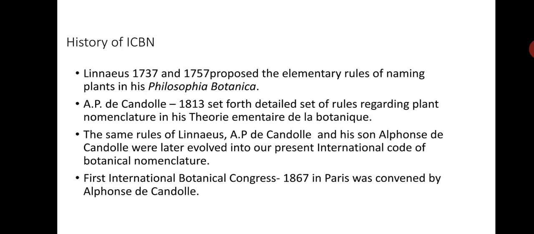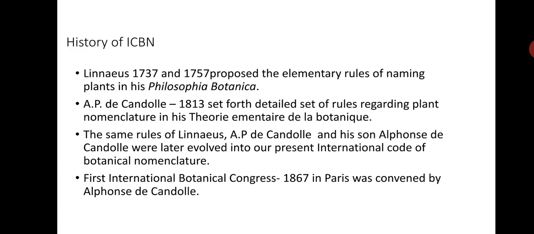Let us study briefly about the history of ICBN. It was Linnaeus in 1737 and 1757 who proposed the elementary rules of naming plants in his Philosophia Botanica. It was A.P. de Candolle in 1813 who set forth a detailed set of rules regarding plant nomenclature in his Théorie Élémentaire de la Botanique. The same rules of Linnaeus, A.P. de Candolle and his son Alphonse de Candolle were later evolved into our present International Code of Botanical Nomenclature.